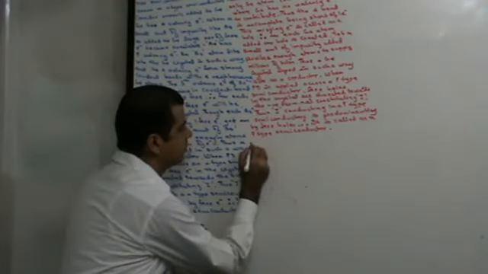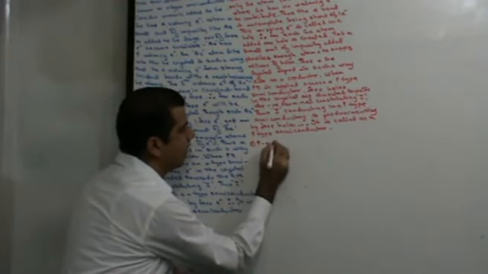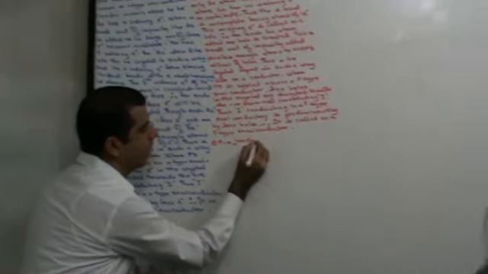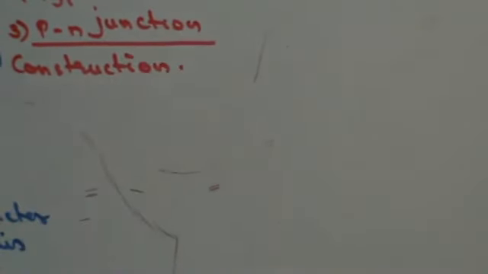Next, let's consider a p-n junction. Right? What do we understand by a p-n junction? First, let's see the construction of a p-n junction. Now, when a p-type semiconductor is suitably joined with an n-type semiconductor, the contact surface is called a p-n junction, and such an arrangement is called a p-n junction diode.